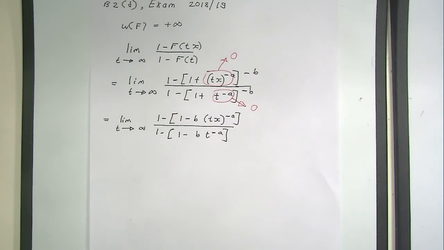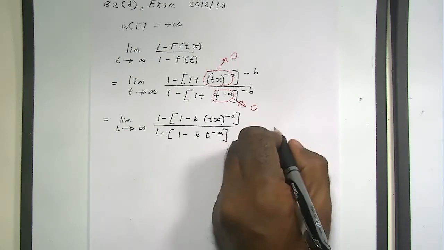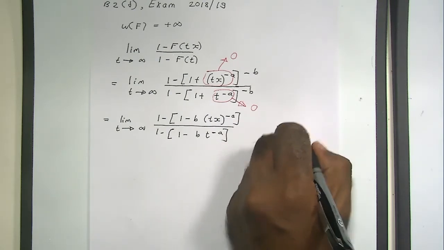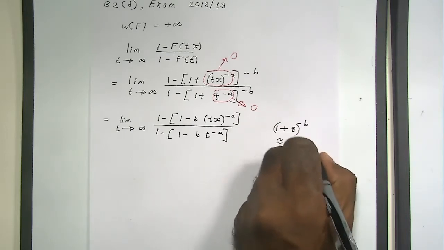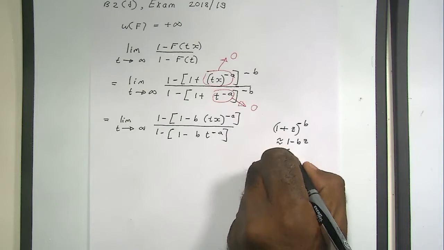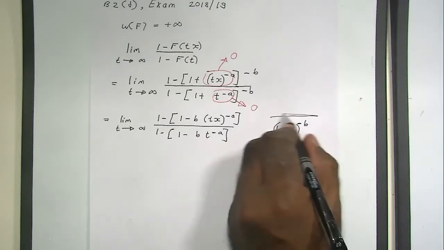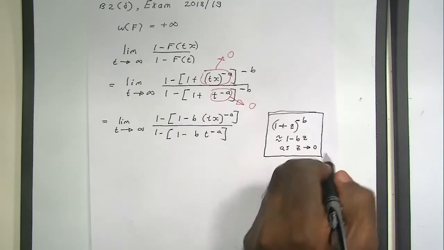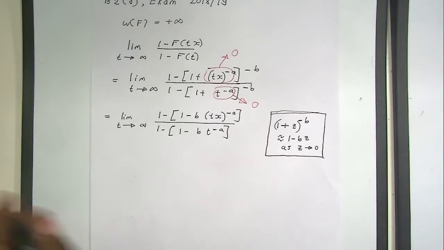Come on guys, I gave you the property a long time ago. If you have 1 plus z to the power minus b, then it behaves as 1 minus bz as z approaches 0. This is the property I gave you some time ago. That's what I'm using here.